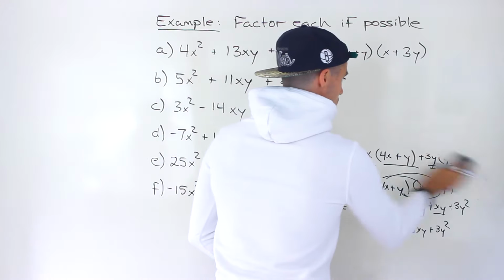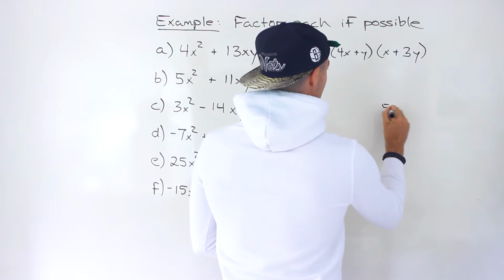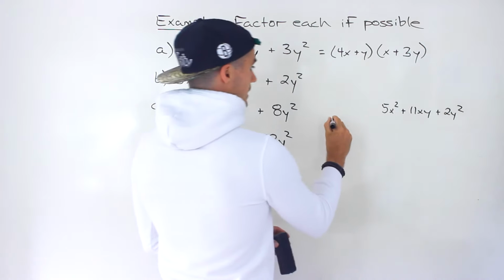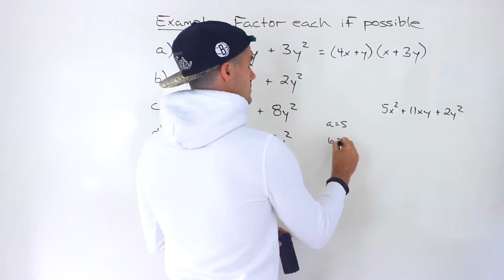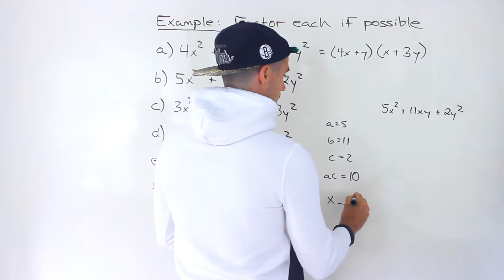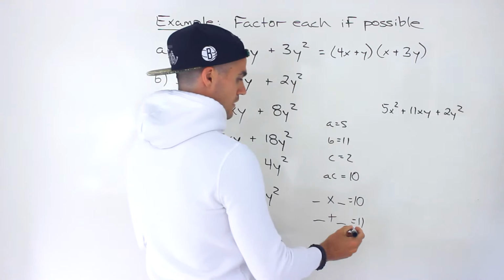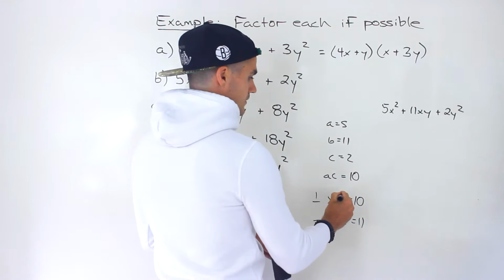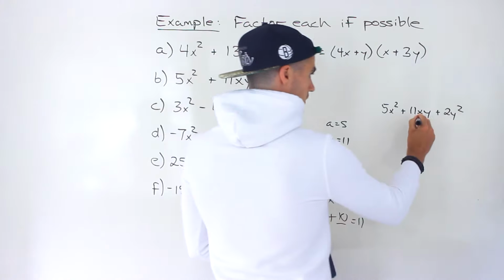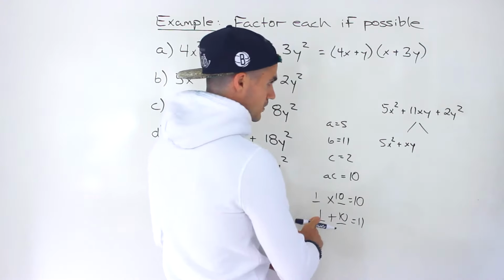Okay, now let's move on to part B. So with part B, we got 5x squared plus 11xy plus 2y squared, like that. So notice the a value is 5, the b value is 11, the c value is 2, the ac value is 10. And then what two numbers multiply to that ac value of 10 and add up to that b value of 11? It would be 1 and 10, right? 1 times 10 is 10, 1 plus 10 gives us 11. So again, decompose, kind of similar to the last one because of this 1 over here.